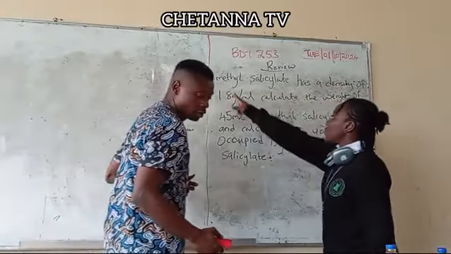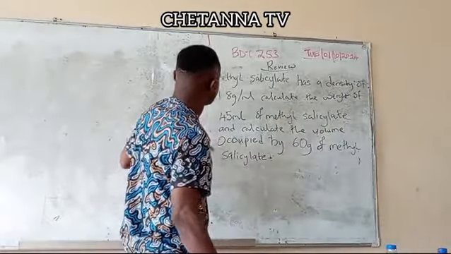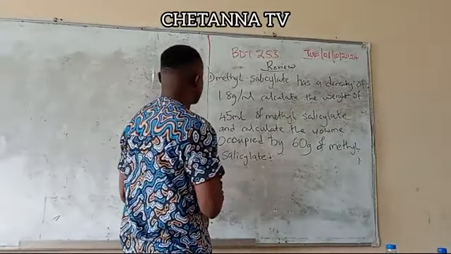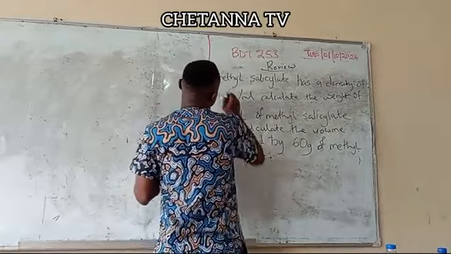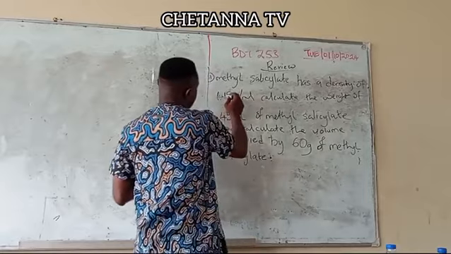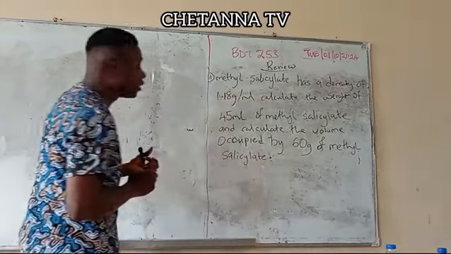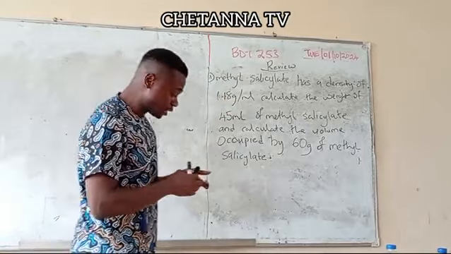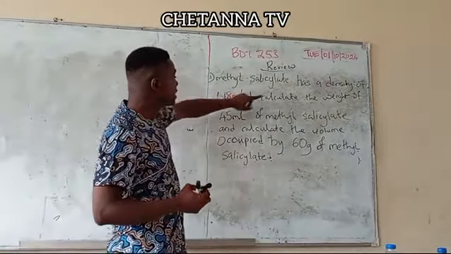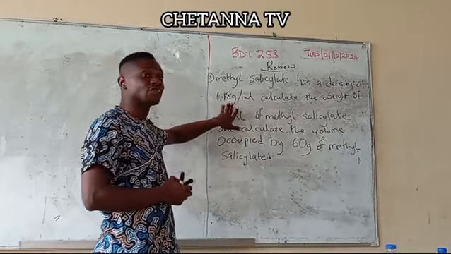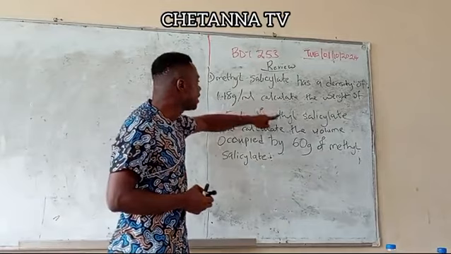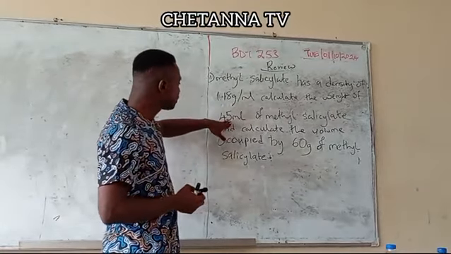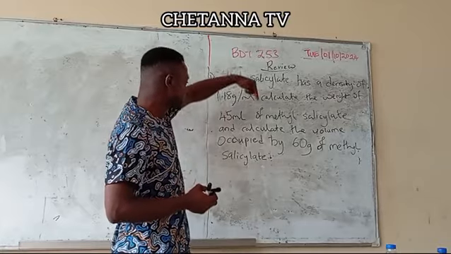What was it? 1.18. Okay, good. Let's analyze the question again. It says methyl salicylate has a density of what? Methyl salicylate. Calculate the weight of 45 ml of methyl salicylate.